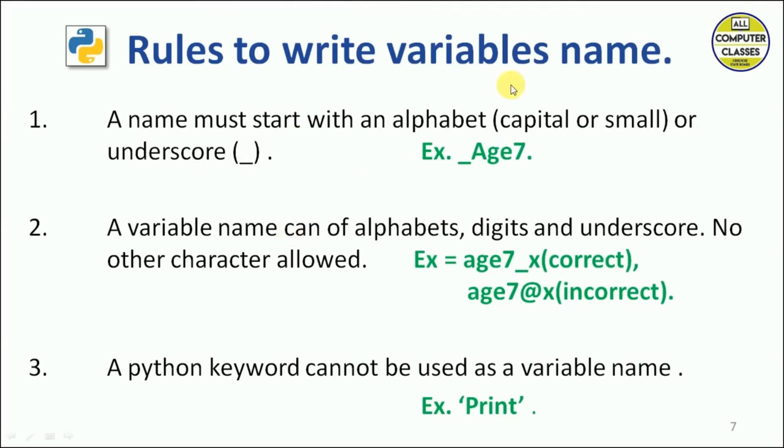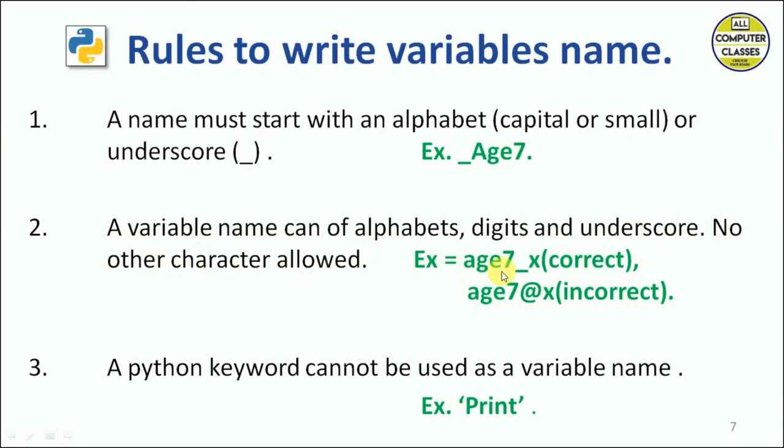So, rules for writing the variable's name. When you are giving a name to a variable, we have to follow certain rules. A name must start with an alphabet. You can use underscore, right? For example, underscore age 7 is a valid variable name. So alphabet and underscore can be used to start the variable name, right? And second, a variable name can consist of alphabets, digits and underscore only. So a variable name can contain only these three things.